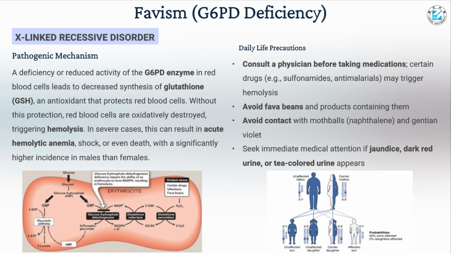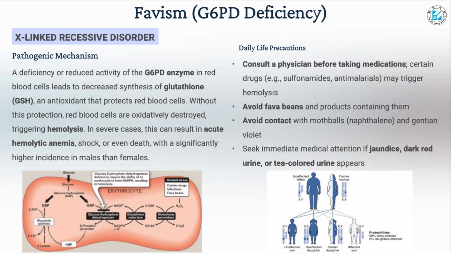G6PD helps produce NADPH, which maintains glutathione in its reduced form. Reduced glutathione protects red blood cells from oxidative damage. When G6PD activity is deficient, red blood cells become vulnerable to oxidative injury. Certain triggers, such as drugs and fava beans, cause red blood cell destruction and lead to acute hemolytic anemia.